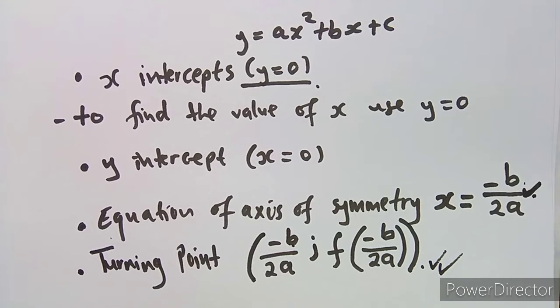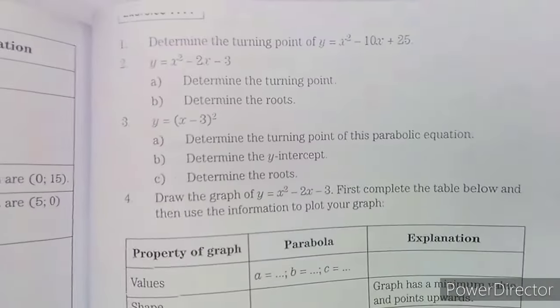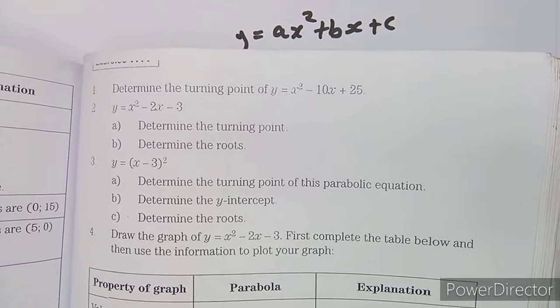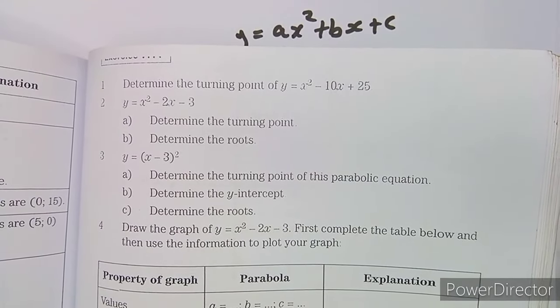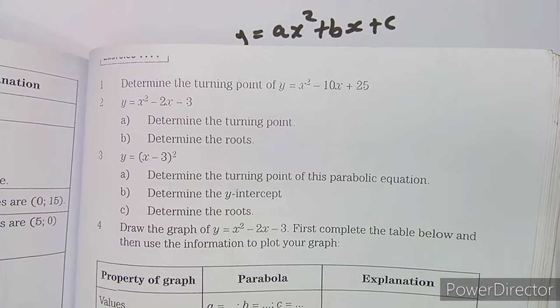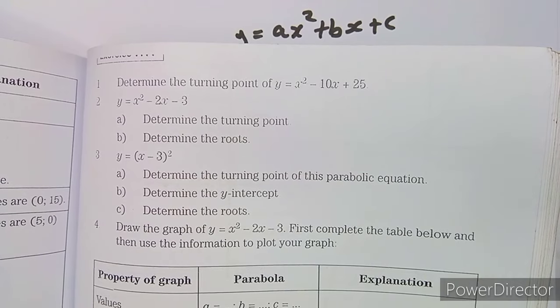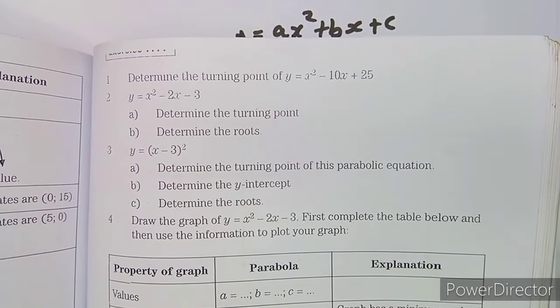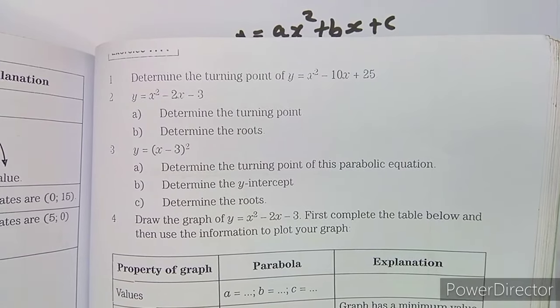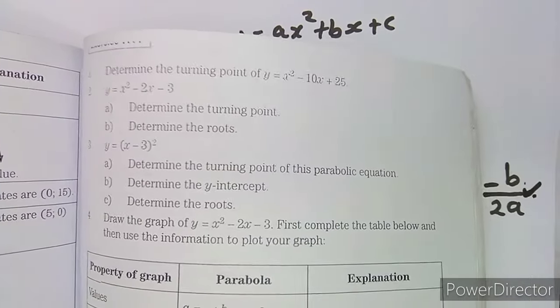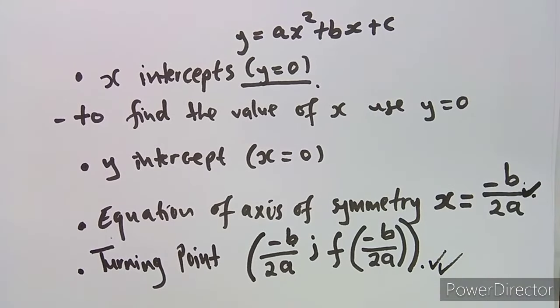I have some graphs here that I want you to see, to see how they ask these questions. As you can see, they ask to determine the turning point and to determine the roots. The roots are the x-intercepts, also called the zeros. That's how they ask these questions. We shall see just one question which we are going to use as an example to sketch this graph, then we can move on to another part.